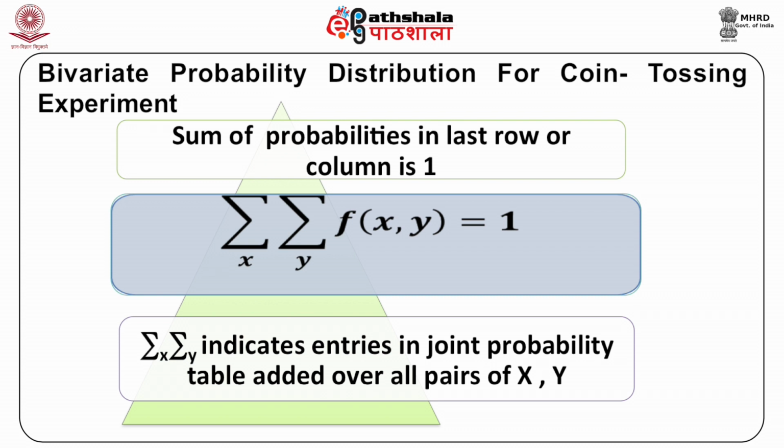In general, we may write this condition as the summation over x, summation over y of f(x, y), which is equal to 1, where the double summation sign indicates that the entries in a joint probability table are added over all possible pairs of values x and y. Also note that the probability distribution p_Y(y) appearing in the lower margin and the probability distribution p_X(x) appearing in the right hand margin of the table are the marginal distributions of X and Y.